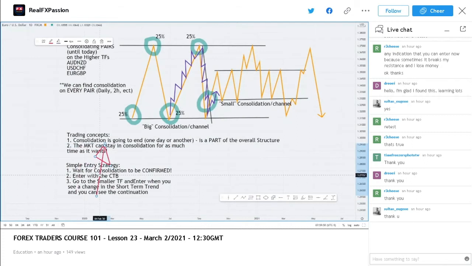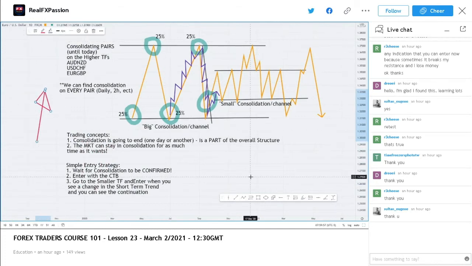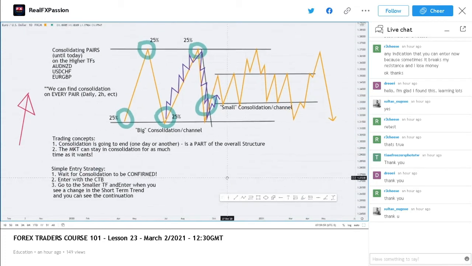Okay. GTEX says best way for a retest. Yes, sir. Okay, everybody, take a screenshot of this. Type in the chat when you are done so we can move forward.